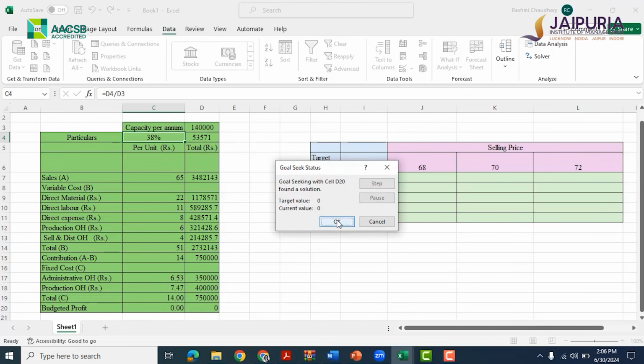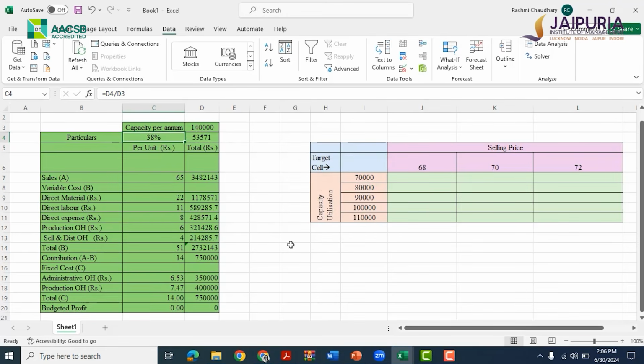So just pressing OK. So the value that's coming out to be, it's 53,571 units. If you sell these many units, you will be able to have no profit, no loss condition. So if you are working at a capacity of 38%, you are able to achieve the break-even point. That means if you are working below 38%, you'll be incurring a loss.